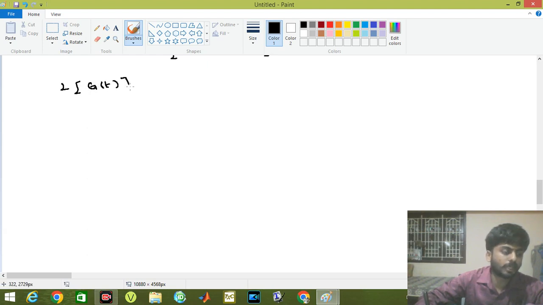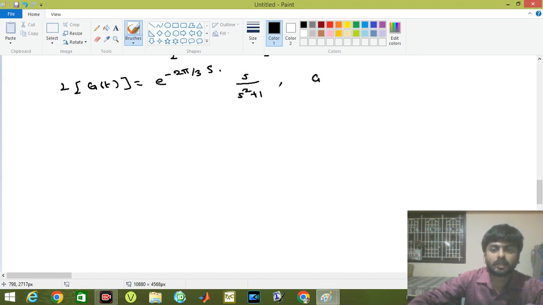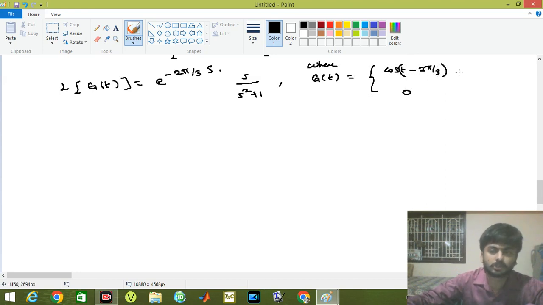So L of g of t equal to e power of minus 2 pi by 3 into s divided by s square plus 1, where g of t equal to cos of t minus 2 pi by 3, and this is 0 for t less than 2 pi by 3. See, I have reduced the entire theorem into a result.